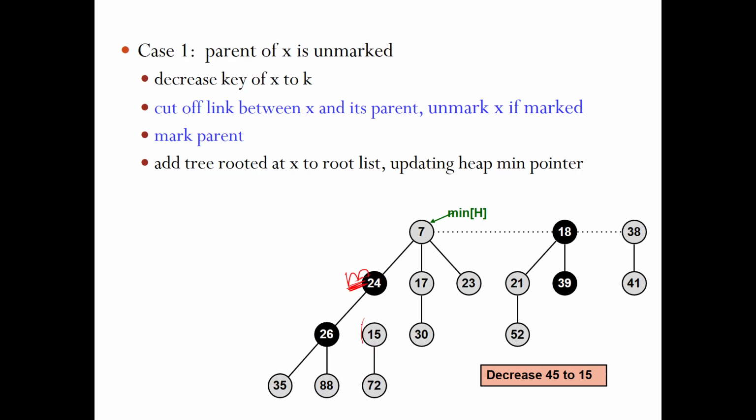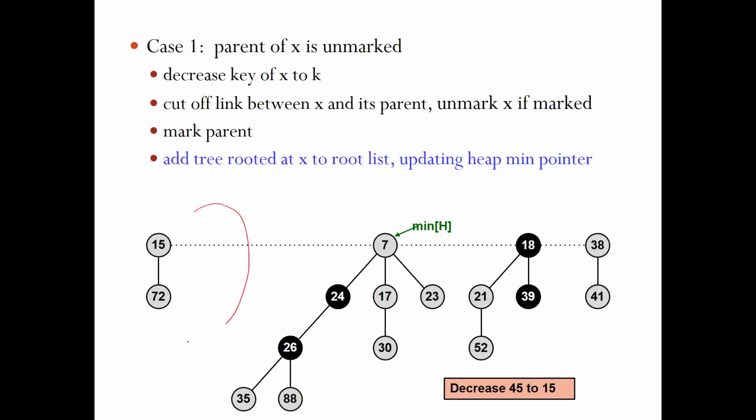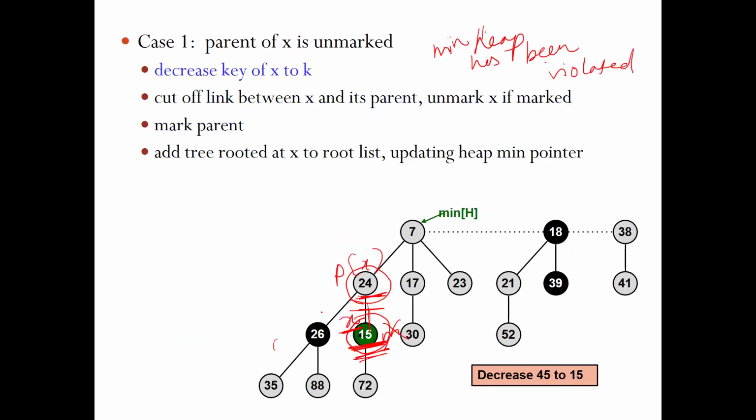Now once this is done, we take this subtree and add it to the root list. So take 15 and 72 and bring it to this level. That is what is done here, see. And 24 is kept as marked. So is this much okay? Understood? What did we do? Decrease 45.